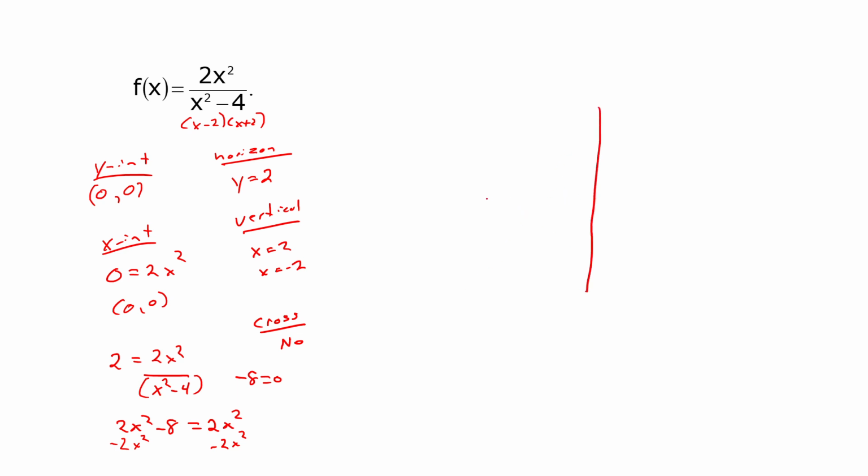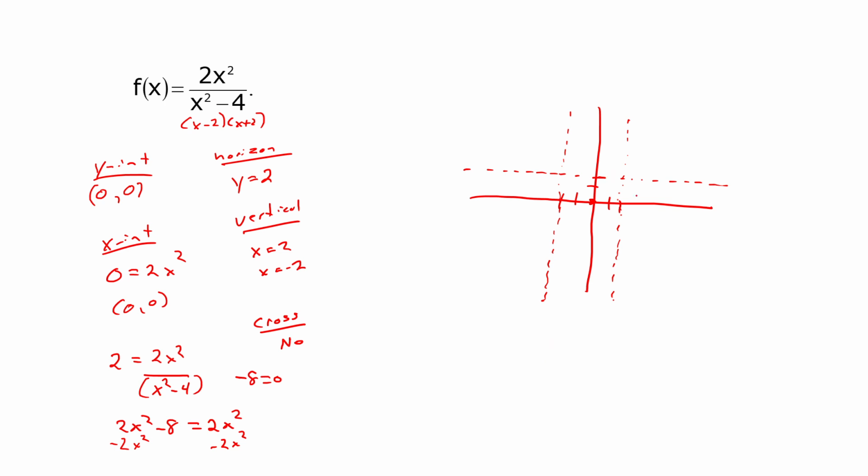So this isn't going to be to scale very well, but I'll do my best. Alright, my y-intercept and my x-intercept are right there in the center. So I'm also going to do my horizontal asymptote here, that is y is 2. I've got vertical asymptotes at 2 and -2.